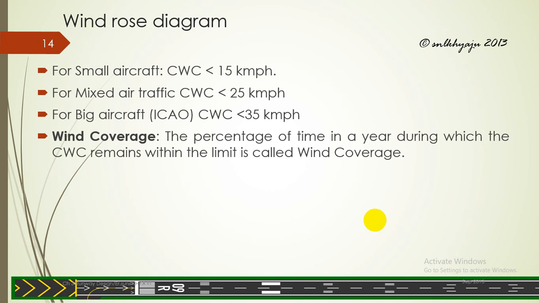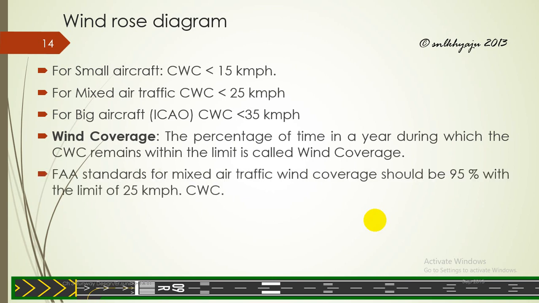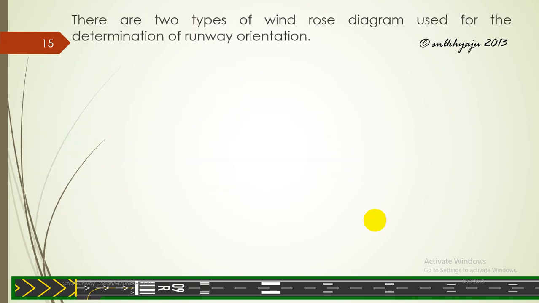Wind coverage. The percentage of time in a year during which the crosswind component remains within the limit is called wind coverage. FAA recommends for mixed air traffic, wind coverage should be 95% with the limit of 25 km per hour crosswind component. For a busy airport, wind coverage must be 95 to 100%.